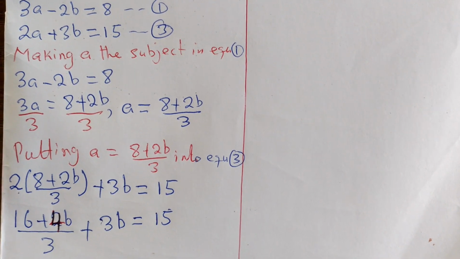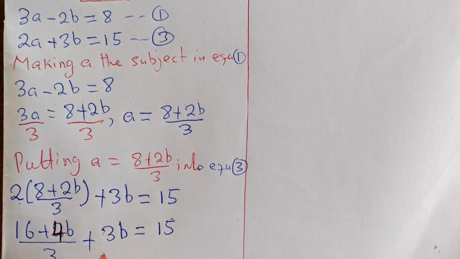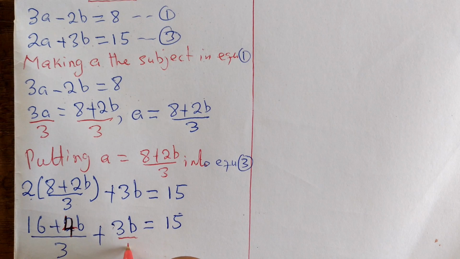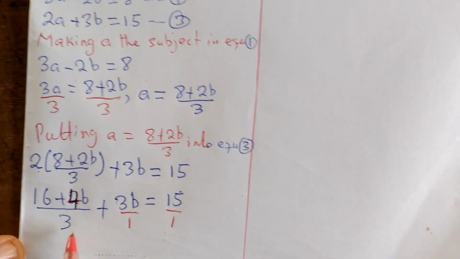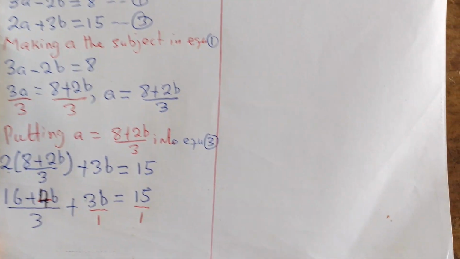But don't forget, here we are still having a fraction. So this is out of 1, for us not to be confused. And this is also out of 1. So what it means is that the LCM now is 3.